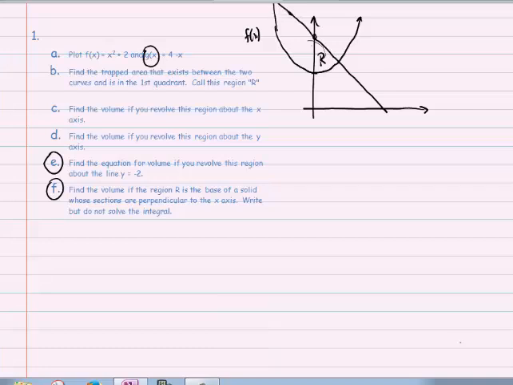What I'd like you to notice is that region R is the part trapped in the first quadrant. It's this region here, and I'm going to erase the rest just so that we can focus on that region better. So I'll erase that area in between, and I'll put an R back there again.